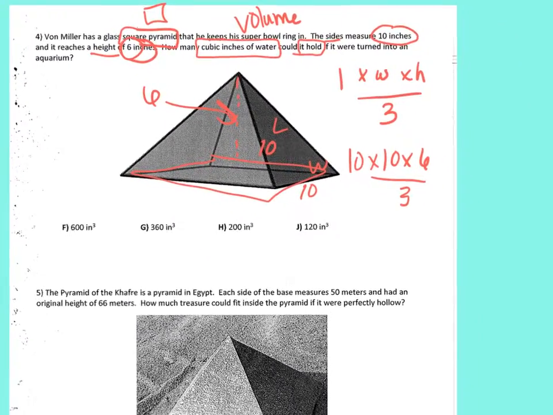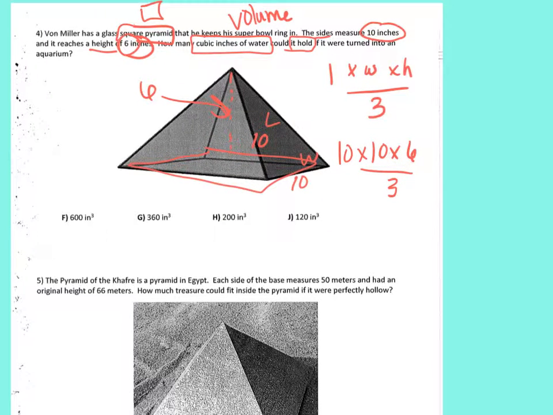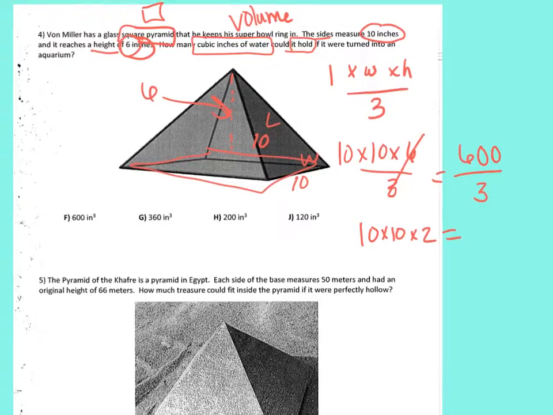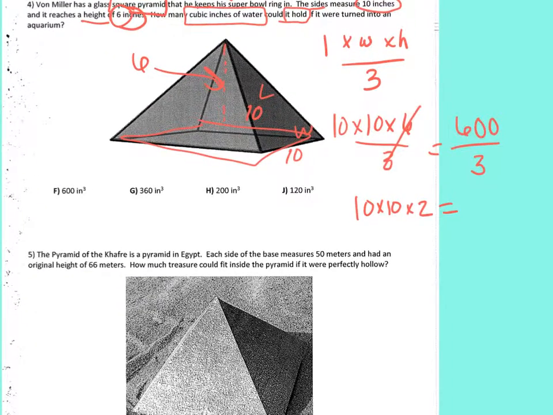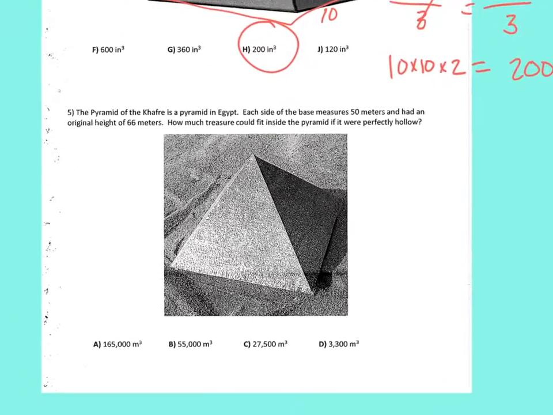Again, y'all can divide the top. That would be 600 divided by 3. Or you could divide first. Yeah, 10 times 10 times 2. Either way, you're still going to get what? 200. Okay, number 5.